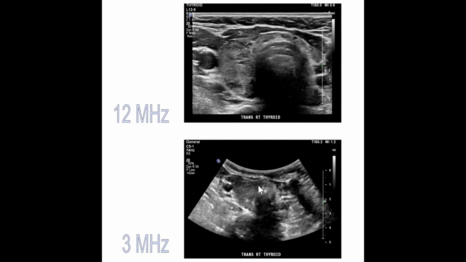Again, we have the thyroid here, the isthmus. This is the trachea. This is the carotid artery here. We're still seeing all the connective tissue that's in there, but we just don't see it in the same amount of detail. And then we can actually see all the way back to the vertebrae in the neck as well. So the answer is not always use the lowest frequency to avoid attenuation, because we need to balance that with using the highest frequency to get more detailed images.